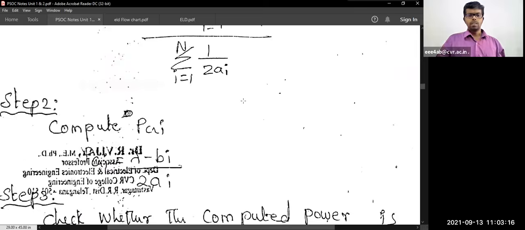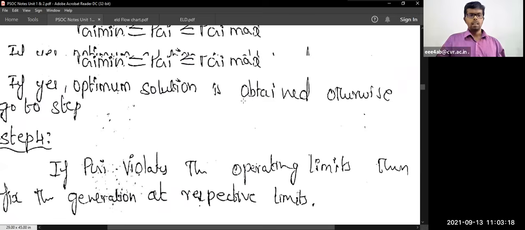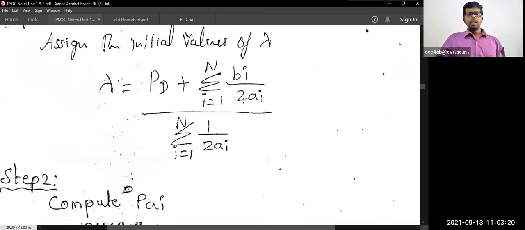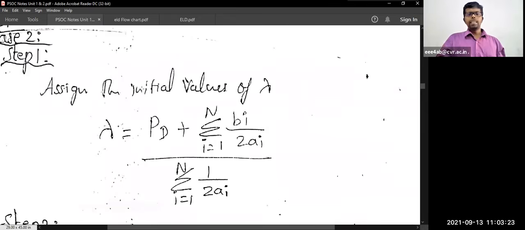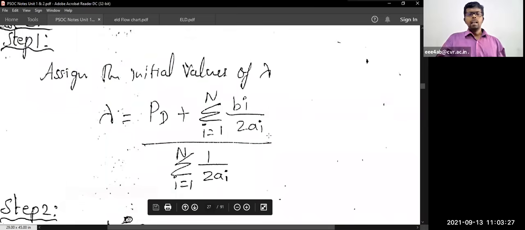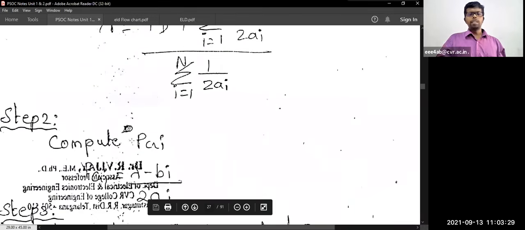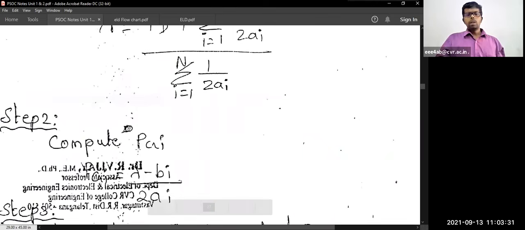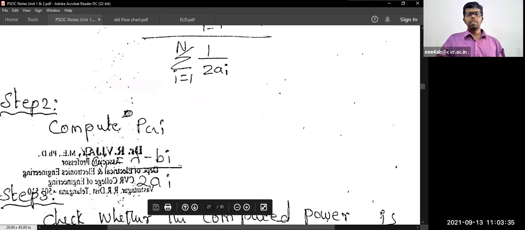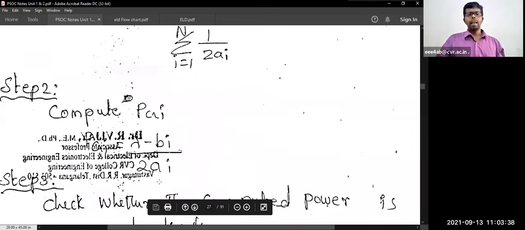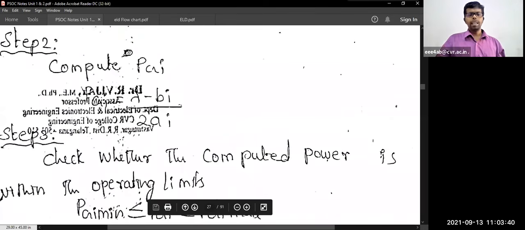Next, what is step number 1? Assign the initial values of lambda. Lambda we already calculated. Next, step number 2 is compute PGI. What is the formula for PGI? PGI is equal to lambda minus bi, divided by 2ai. What is step number 3?